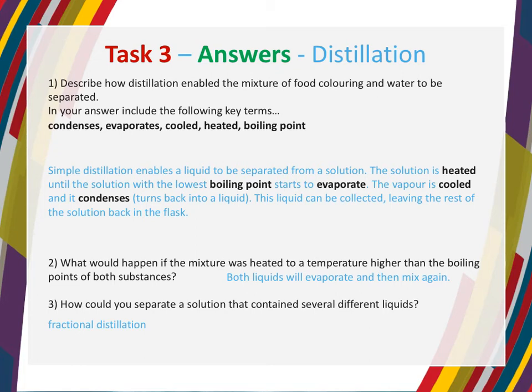This liquid can be collected, leaving the rest of the solution back in the flask. So that would be the thing that has the higher boiling point. Now, what would happen if the mixture was heated to a temperature higher than the boiling point of both substances?